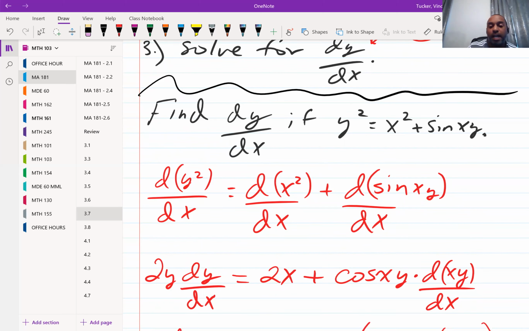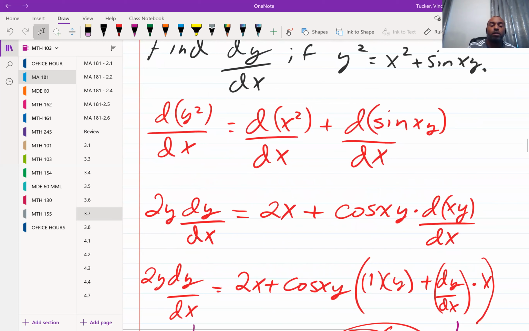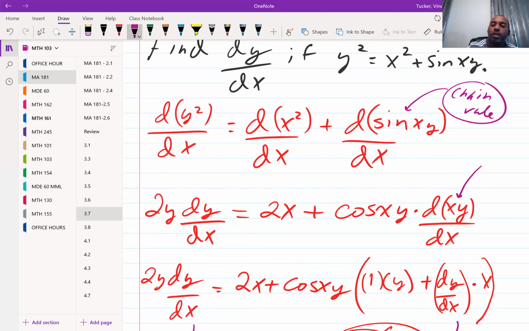Then we have to take the derivative of sine xy. So don't forget that we will have to use the chain rule in that case. We take the derivative of sine xy, which is cosine xy. But then you've got to take the derivative of the inside, which is just xy. Here we have to take the derivative and use the chain rule. Here we need to take the derivative and use the product rule.